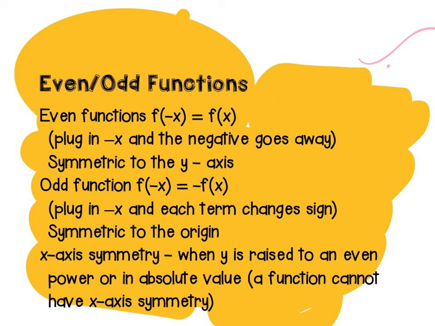Our graphs here will not have x-axis symmetry because if you think about it and you do your vertical line test, it would not be a function because it would touch that vertical line twice. In tonight's homework, you're going to have to do the vertical line test. Now, remember, for something to be a function, if you look at the equation, if y was squared or raised to an even exponent, or if y was an absolute value, it's not a function. So a function cannot have x-axis symmetry because it's going to fail that vertical line test.